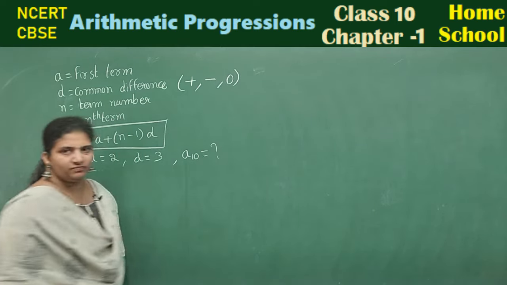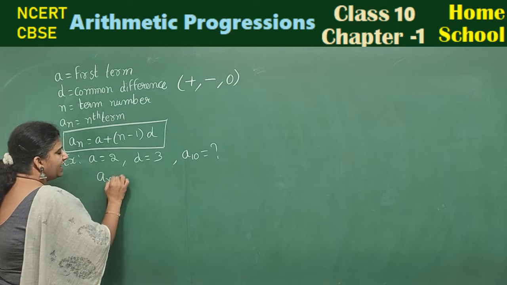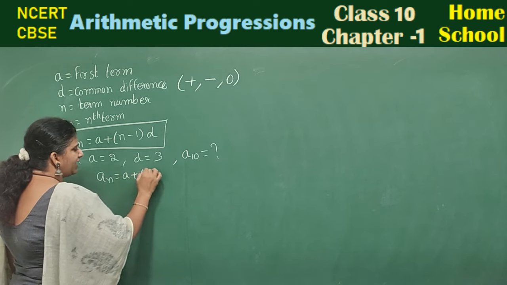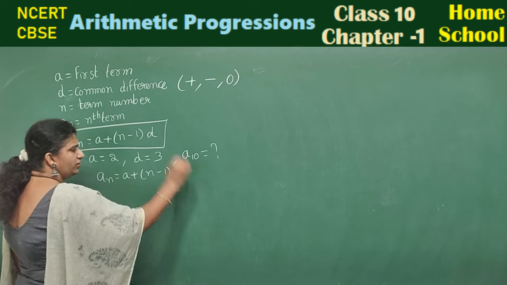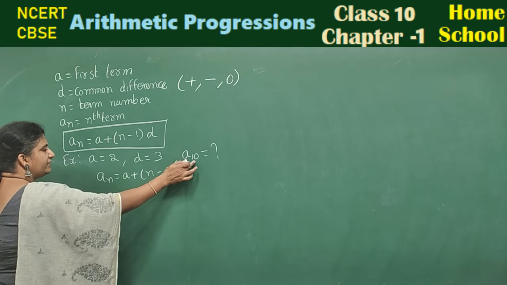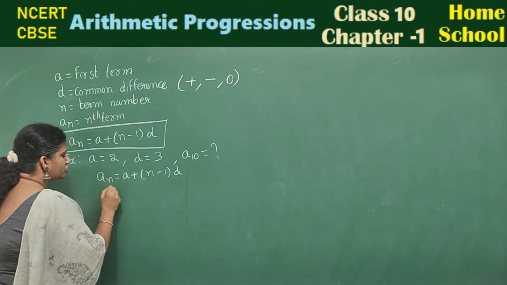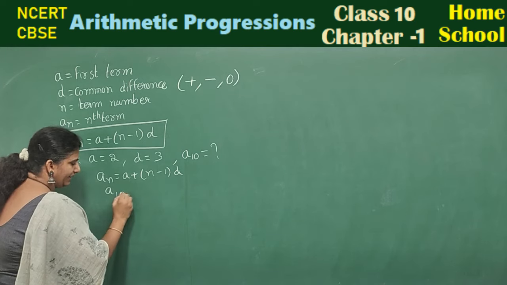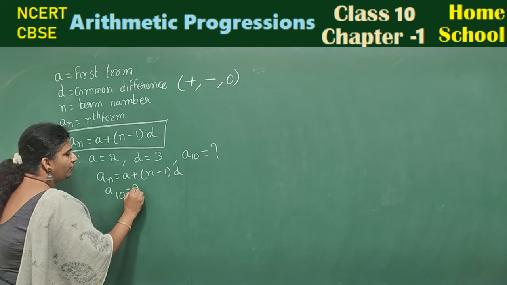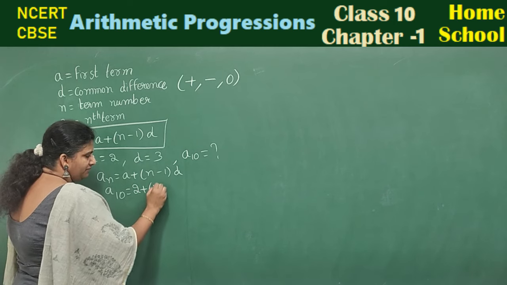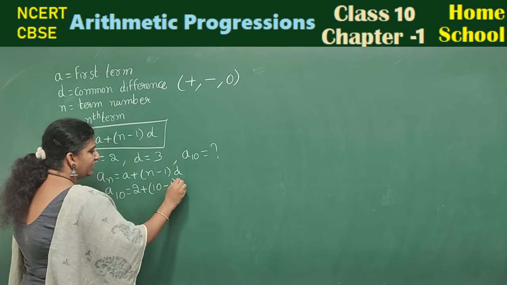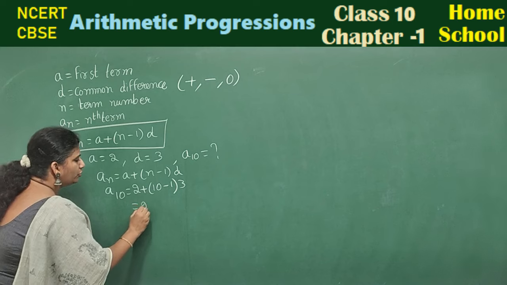Find A10. What is the formula we know? An is equal to a plus (n minus 1) into d. And which term we need? 10th term. So n value is 10. A value is 2. N value is 10 minus 1. D value is 3.